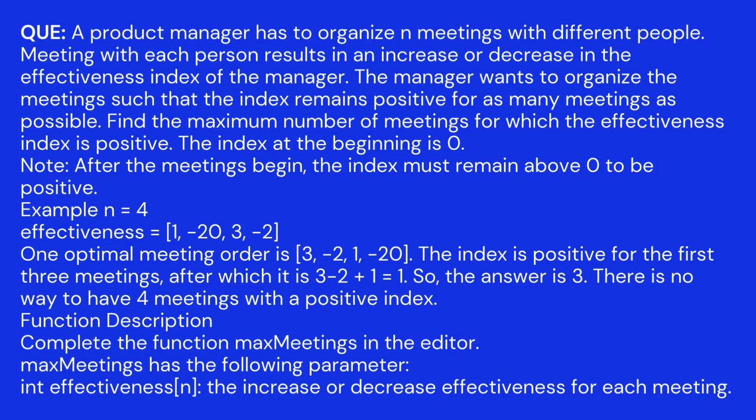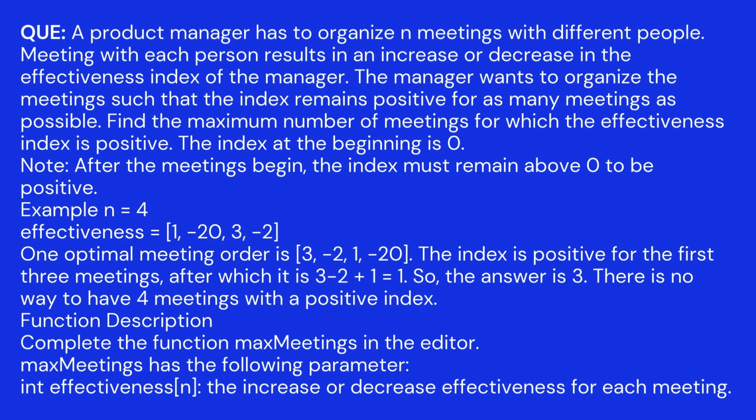Example: n equals 4. Effectiveness equals 1, -20, 3, -2. One optimal meeting order is 3, -2, 1, -20. The index is positive for the first 3 meetings, after which it is 3 - 2 + 1 = 2, then -18. So, the answer is 3. There is no way to have 4 meetings with a positive index.